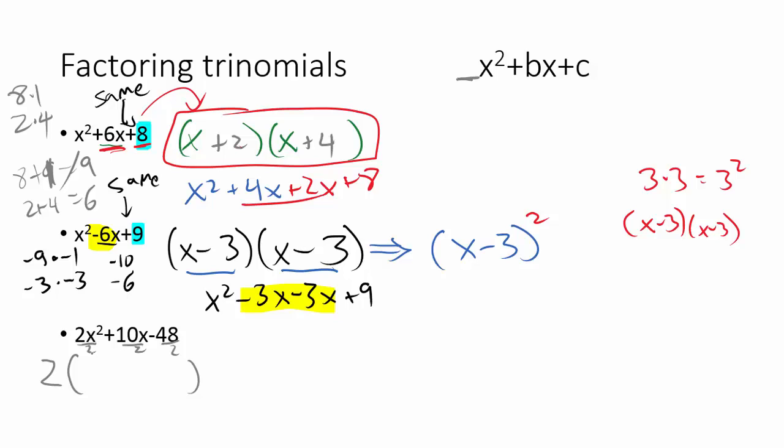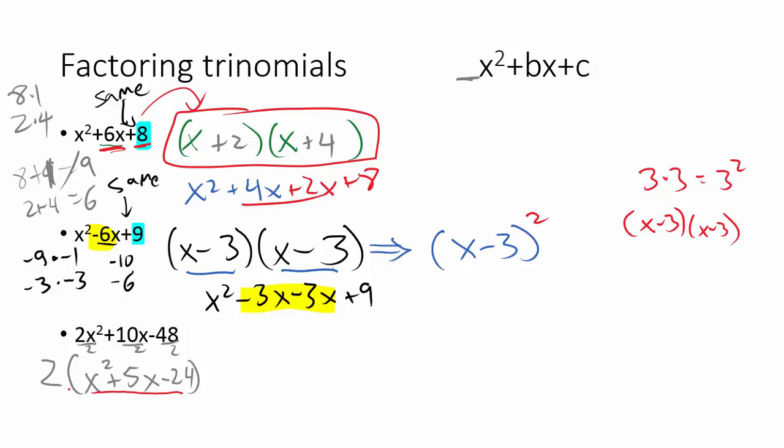So if I take this out, 2 divided by 2 is just going to leave me with the x squared. 10 divided by 2 would give me that 5x. And 48 divided by 2 would give me a negative 24. And now you might think, okay, well, in the previous video we were done when we did this. Well, think for a second. Look at the inside here. That will actually take another step to factor.